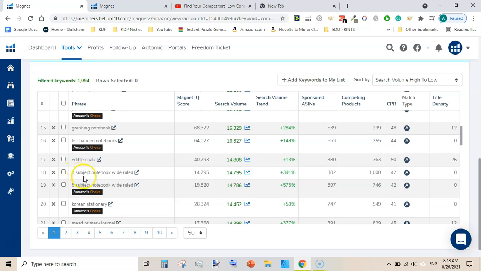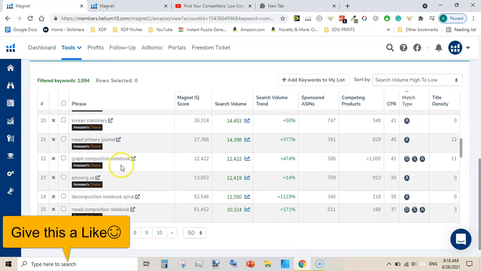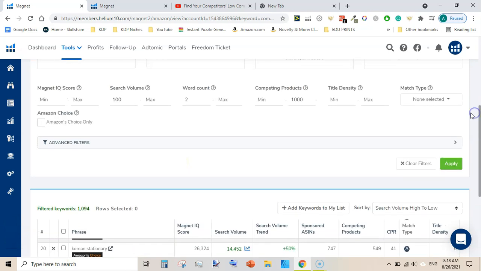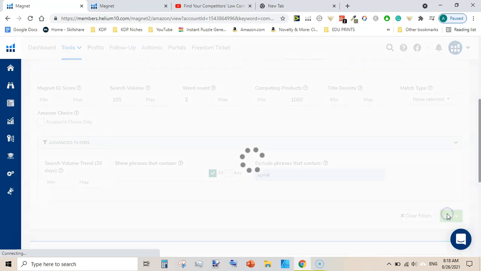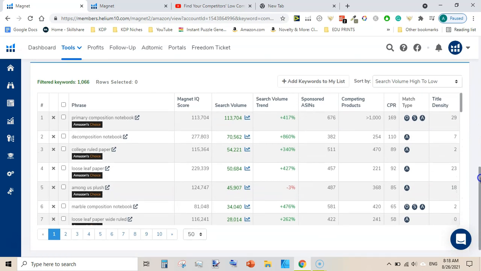These are the 3 subject notebook wide rule, 5 subject wide rule. I first time saw these keywords. These are also very low competition keywords. Okay, graph composition notebook, very good IQ score. Again, decomposition notebook spiral. So I will exclude the spiral. You can go here and type spiral. These keyword phrases will be excluded. You can also type here some brand names to exclude keywords of that names, brand names.